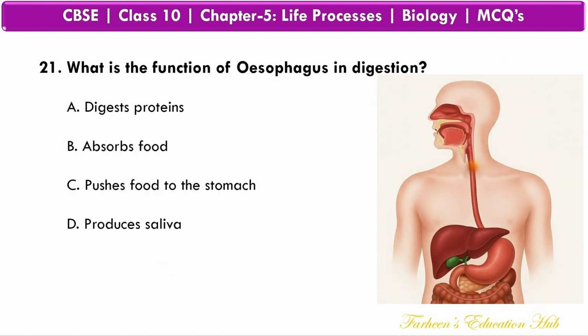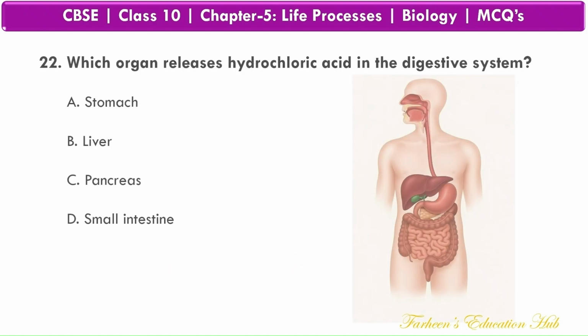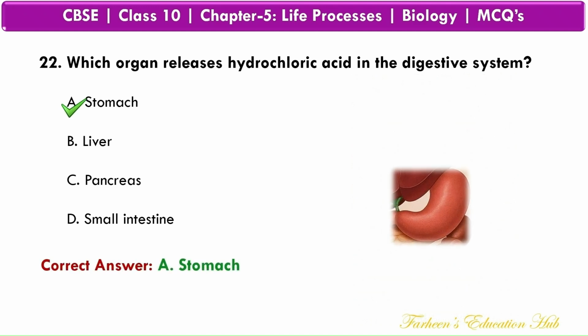What is the function of the esophagus in digestion? Correct answer C. It pushes the food to the stomach through peristaltic movements. Which organ releases hydrochloric acid in the digestive system? Correct answer: stomach. The stomach secretes HCl to kill germs and activate enzymes.